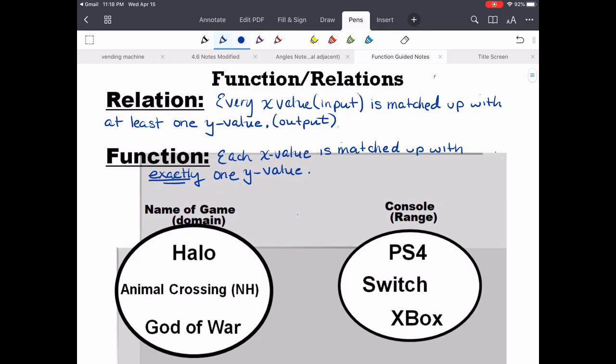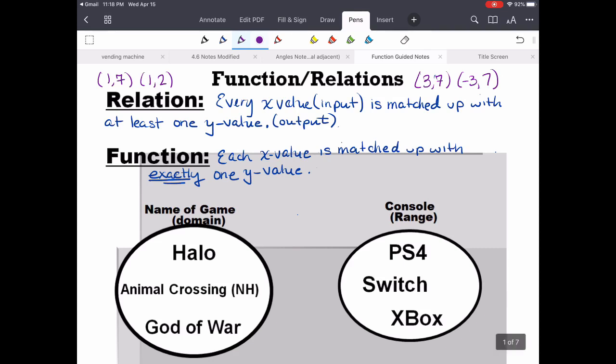Okay, so a relation is described as every x value, which is also known as the input. It's also called the independent value. Every x value is matched up with at least one y value, which is the output. What I'm going to say here is basically that a relation is technically everything. Every time you see an ordered pair, every time you see an x value and a y value, no matter how repetitive it is, let's see, you have (1, 7) and (1, 2), and let's say we have another one where it's (3, 7) and (-3, 7), and everything you see is absolutely a relation.